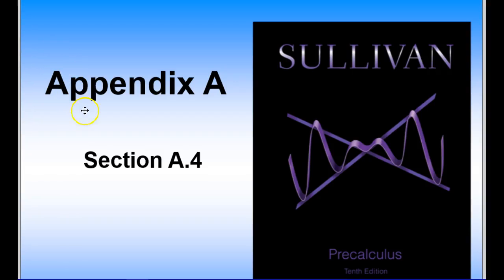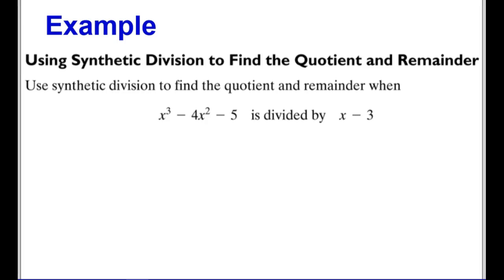Here we're looking at section number 4 in our algebra review. We only have one real learning target for today, and that's dividing polynomials using synthetic division. So in our third section in A3, we looked at dividing polynomials by long division. Now we're going to be using synthetic division. So let's take a look at what that looks like.